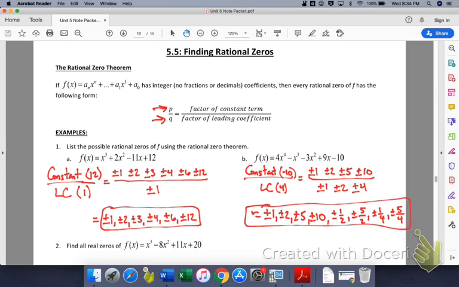So here I have 16 possibilities that I could plug into this function. A handful of those will end up being zeros. Again, though, this is a pretty inefficient way to figure it out. It does narrow down your answers, but again, it's a lot of plugging and chugging to figure out which ones work and which ones don't.